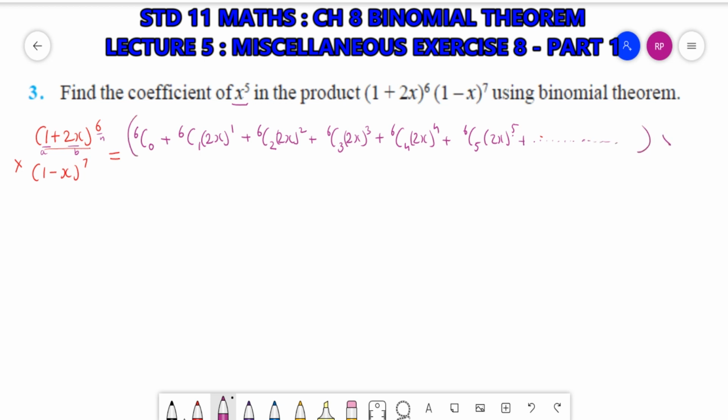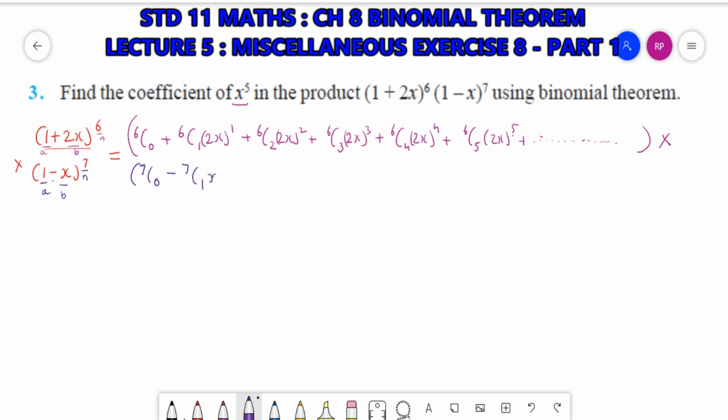Okay, multiply by. Now let's take another pen for this. Now (1 − x)^7. A is 1, B is equal to x, and n is equal to 7. But here it's minus, so the signs alternate, with a negative sign. So 7C0 minus 7C1, 1 raised to whatever it is, always 1.